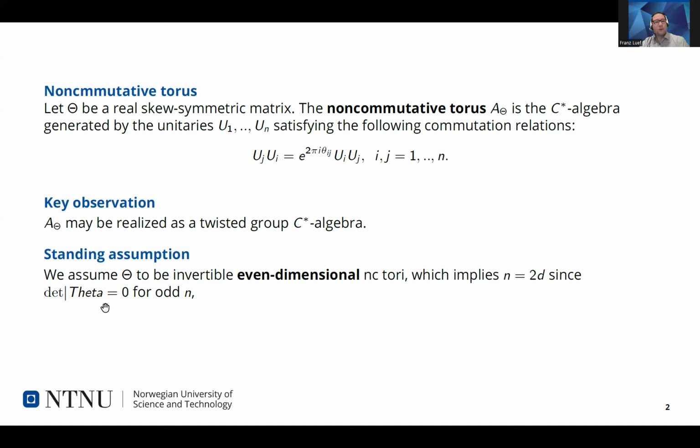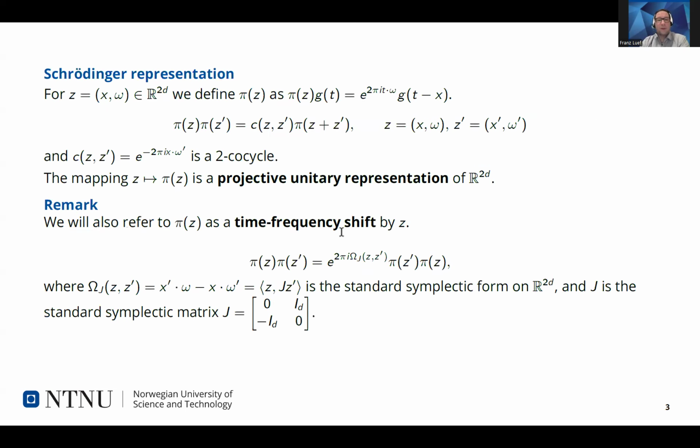Of course, there's a typo. We're going to assume that theta is invertible, which then implies that n has to be even, because a skew-symmetric matrix has vanishing determinant in odd dimensions. And so this is somehow my take on Rieffel's construction of Heisenberg modules from 1988.